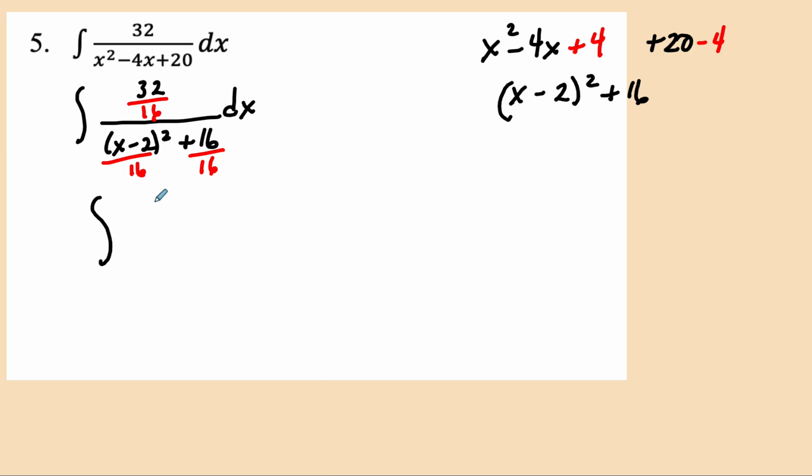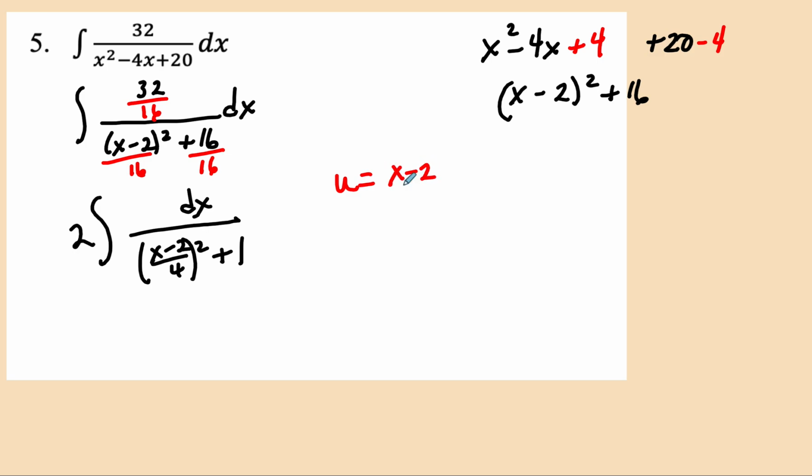And so this is going to end up being a 2 dx. And then I can rewrite this as x minus 2 over 4 squared plus 1. So I could move this 2 out here, and then I'll go ahead and erase the 2 here. And so now I could go through my u substitution. Let u be equal to x minus 2 over 4, or you can just say x over 4 minus 1/2. And du will be equal to 1/4 dx. So dx is equal to 4 du.